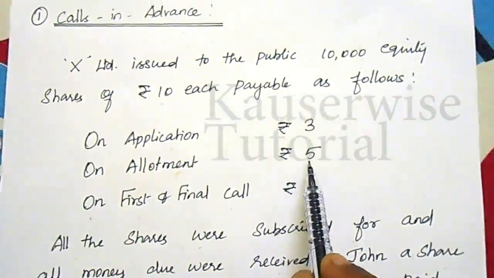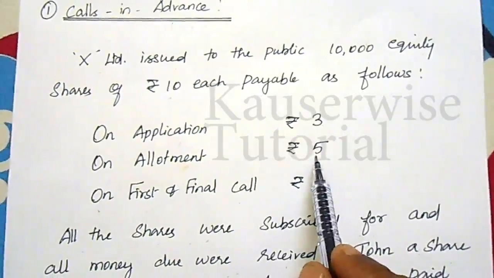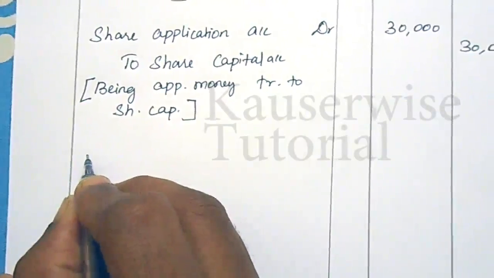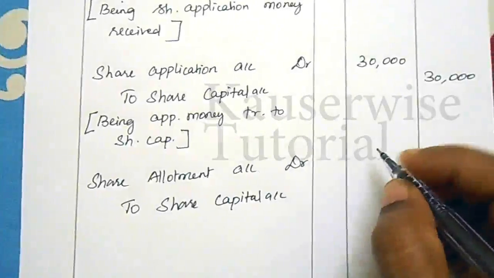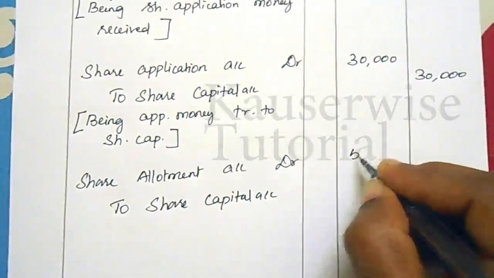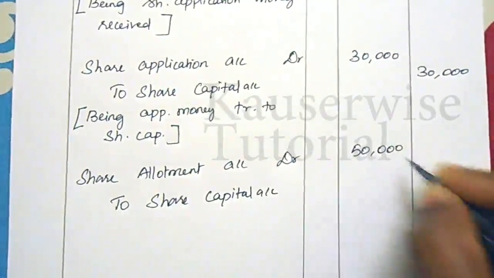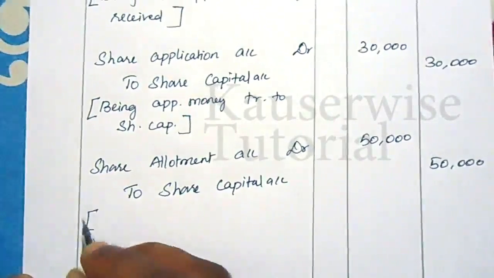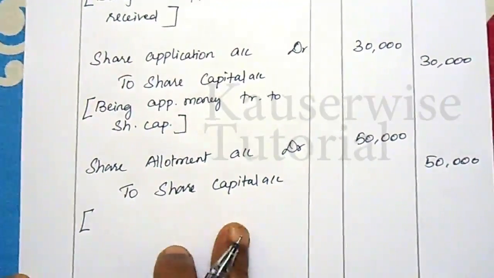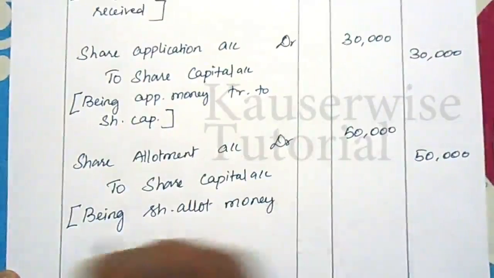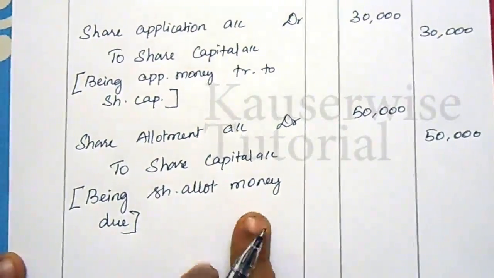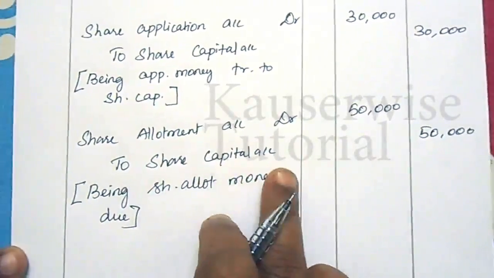So now you have to make the entry for allotment money due. Allotment money due entry is share allotment account debit to share capital. How much? 10,000 into 5 rupees, 50,000. Write the narration. Being allotment money due. So this is the entry for allotment money due. Share allotment account debit to share capital.